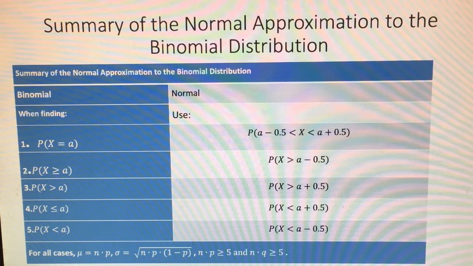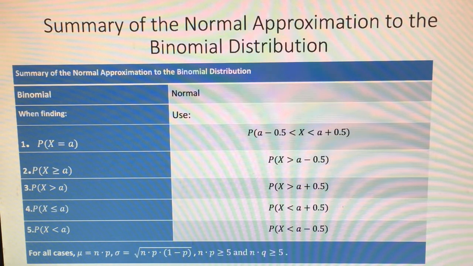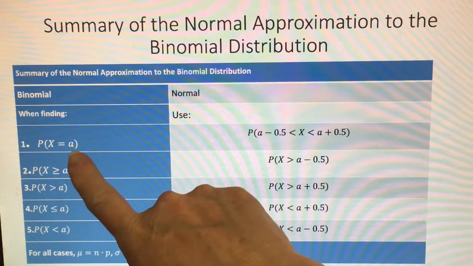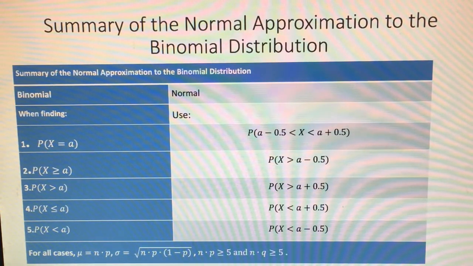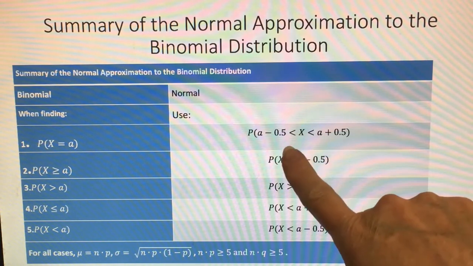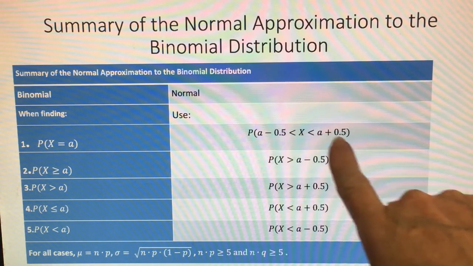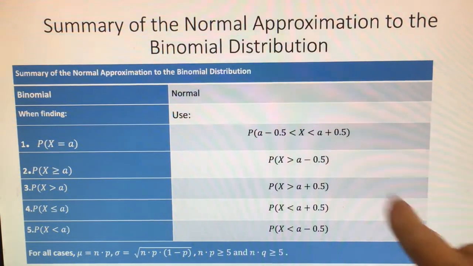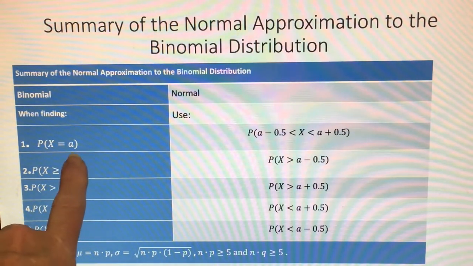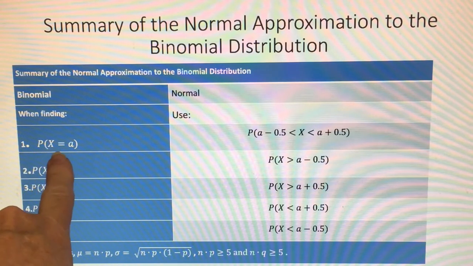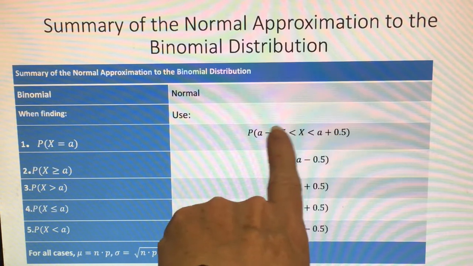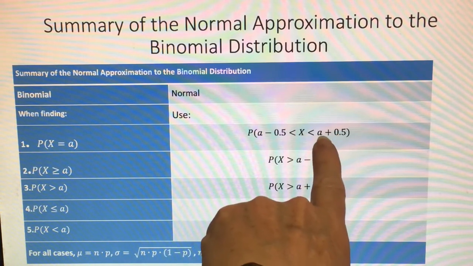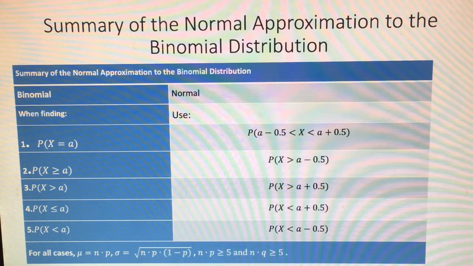continuity correction. It says if we're finding the probability that x is equal to a certain value, then when we're using the normal, we're going to use a range of values, because remember, the normal is continuous and the binomial is discrete. So if we're looking for the probability that x equals something, then we're going to go a half on each side. So a plus 0.5, a minus 0.5.